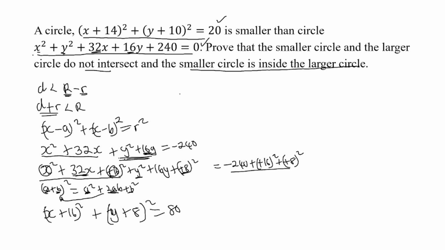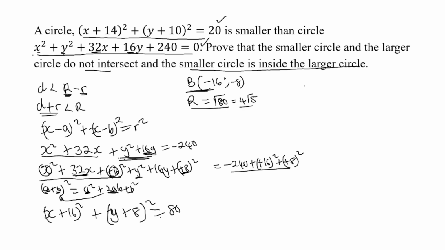Now we can see that for the larger circle, let's call the center B, for the bigger circle. So B, the center of the larger circle, is going to be negative 16, negative 8. And then the radius of the larger circle is going to be the square root of 80, which is actually 4 root 5. So we have the coordinates of the center, we have the radius.